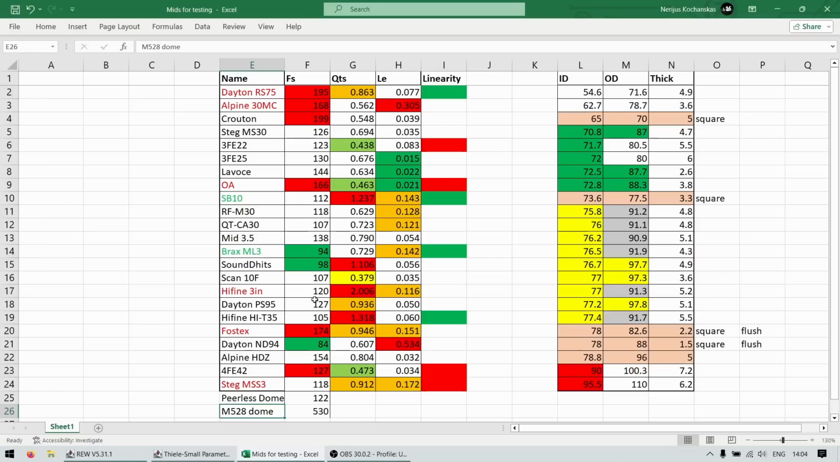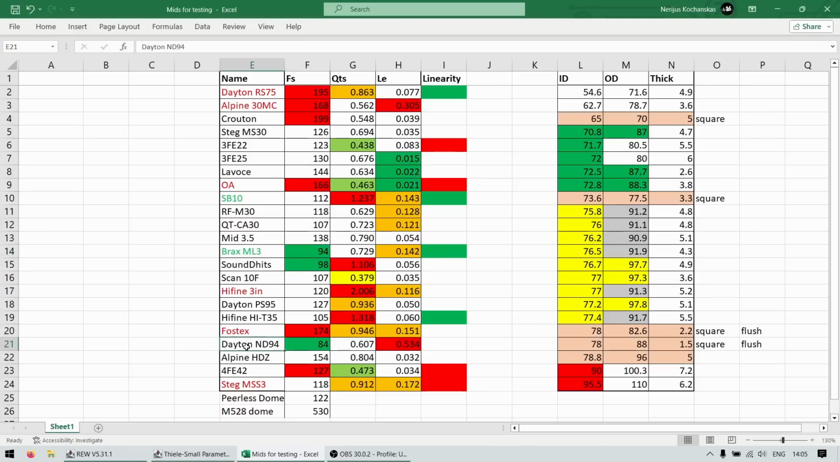So the ones that really stand out is the Brax ML3, which has an FS of 94, which is super, super low. Sound Hits, which is the Chinese driver, 3.5 inch, has a very similar FS of 98. It has a very soft suspension. It's very light. The one thing that's worth mentioning probably is that Brax has some kind of plastic composite basket. It's not metal, so it's a bit light. So I don't know, maybe it has something to do with this, but very soft suspension, very low FS.